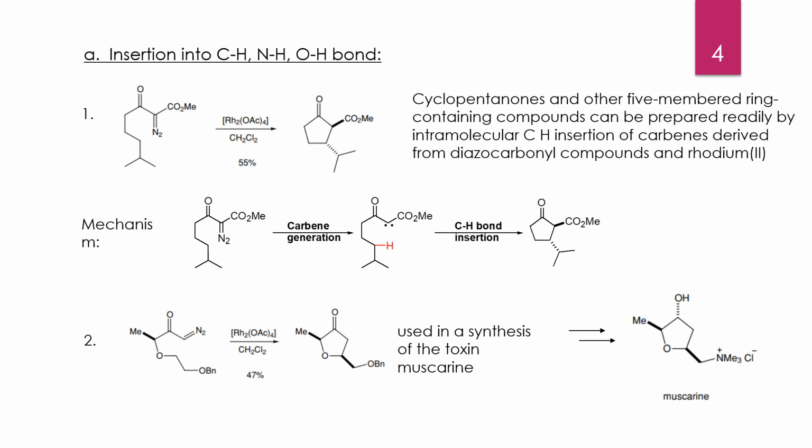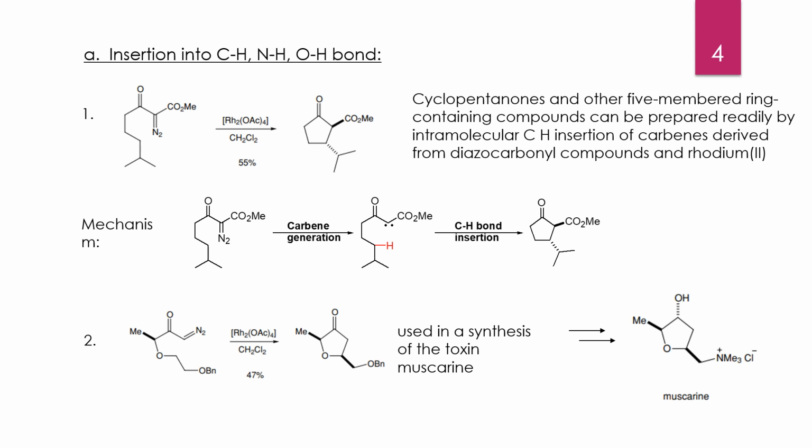Here I have shown an example where this diazocarbonyl compound undergoes N2 elimination by the action of a rhodium 2 catalyst. So N2 will eliminate and it will generate a carbene system. This carbene system can insert into this CH bond, resulting in a cyclopentanone ring.